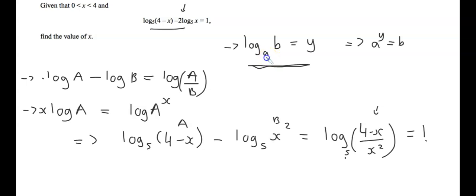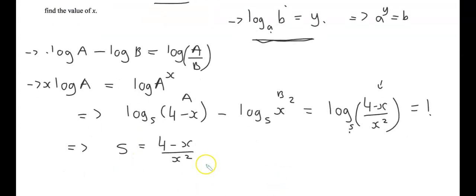Going back up to here, a to the power of y is equal to b. And so what we could do using that relation is to say that 5 to the power of 1 is equal to 4 minus x over x squared. Okay, 5 to the power of 1 is just 5, so let's just write it as 5. Okay, so you can see now that we've basically got an algebraic equation here. And so the rest of it's straightforward. It's just algebra to solve this for x.